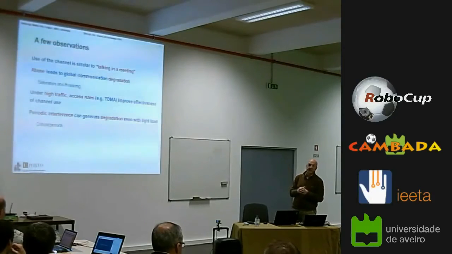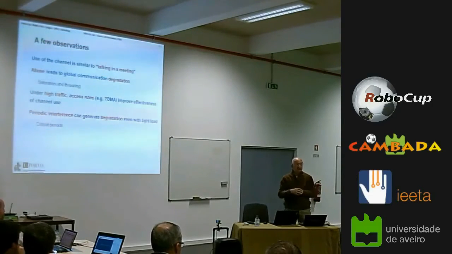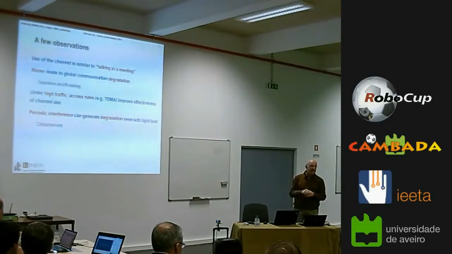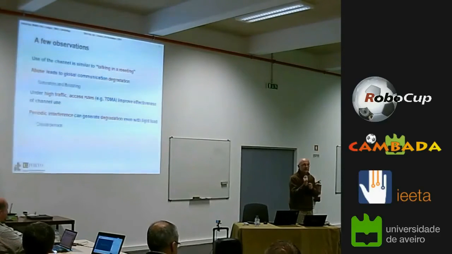I will tell you a little bit what TDMA is. TDMA stands for time division multiple access, which basically means that we divide in time and we give slots to different robots so that each one talks in its own turn, right? And so this way there are no more collisions, right? It improves effectiveness of channel use. If we create a rule so that we talk one at a time, we don't need to do this arbitration, and so it's very fast. We can really reach a high utilization level in the shared medium, right?